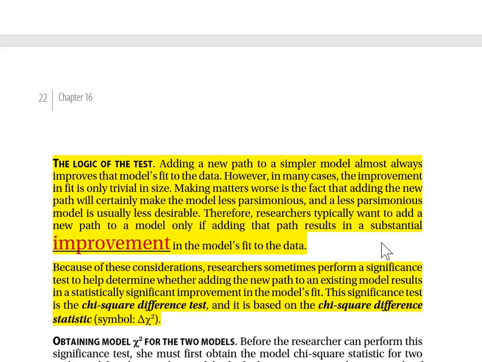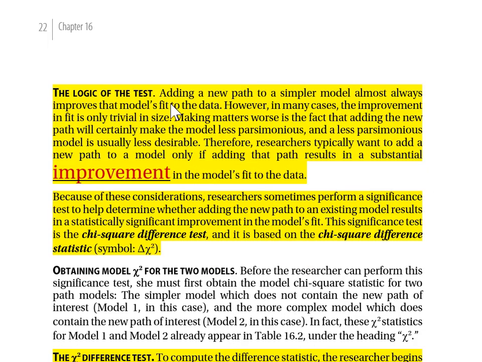We continue on page 22, the logic of the chi-square difference test. Adding a new path to a simpler model almost always improves the model's fit to the data. However, in many cases, the improvement in fit is only trivial in size. Making matters worse is the fact that adding a new path will certainly make the model less parsimonious, and a less parsimonious model is usually less desirable. Therefore, researchers typically want to add a new path to a model only if adding that new path results in a substantial improvement in the model's fit to the data.